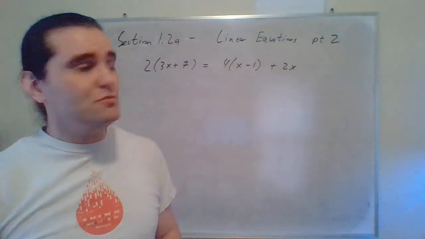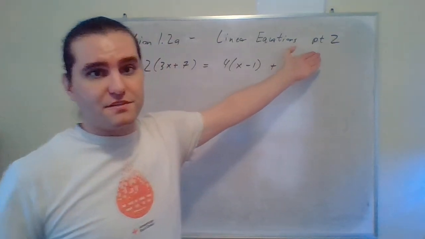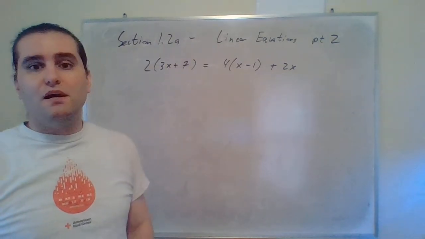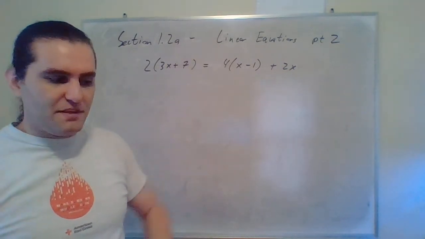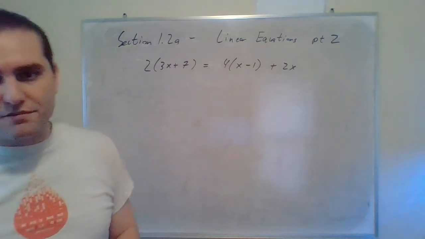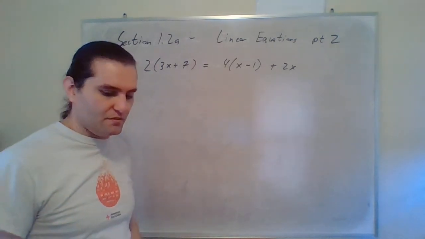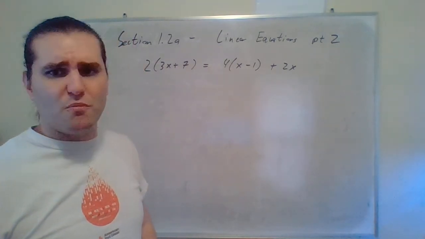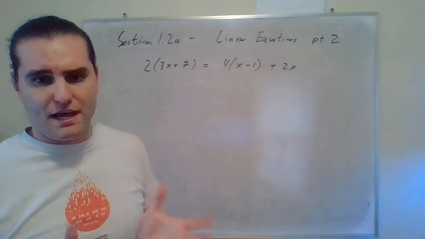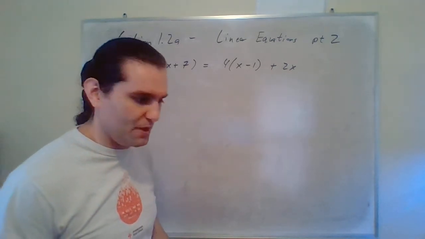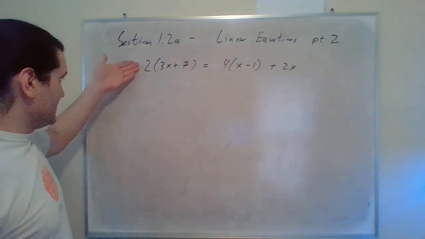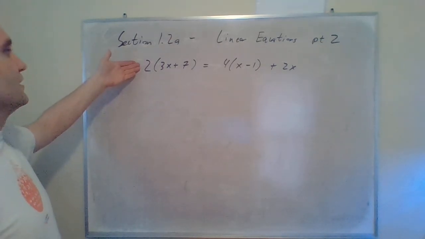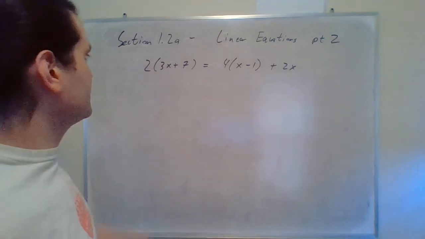This is part 2 of our video series on linear equations from section 1.2a. We talked about the basics, the standard technique for solving linear equations in the first part of this video, but in this part we're going to talk about some weird, bizarre corner cases that can happen sometimes and what to do about those. So this is one of those weird, bizarre corner cases, and I'm going to start solving it to figure out why it's a niche, bizarre corner case.